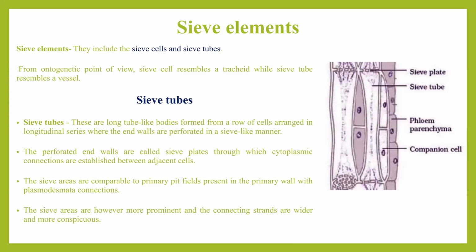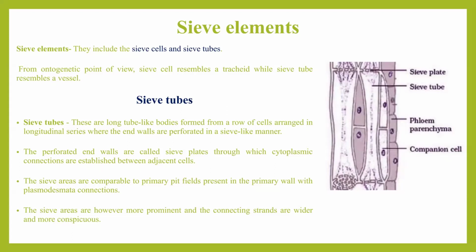Sieve tubes are long tube-like bodies formed from a row of cells arranged in longitudinal series, where the end walls are perforated in a sieve-like manner. The sieve plate is nothing but the perforated area present on this, through which the translocation of food materials takes place. The perforated end walls are called the sieve plate. Sieve plates are the perforated areas through which cytoplasmic connections are established between adjacent cells, that is, the two cells are connected with each other through these sieve plates.